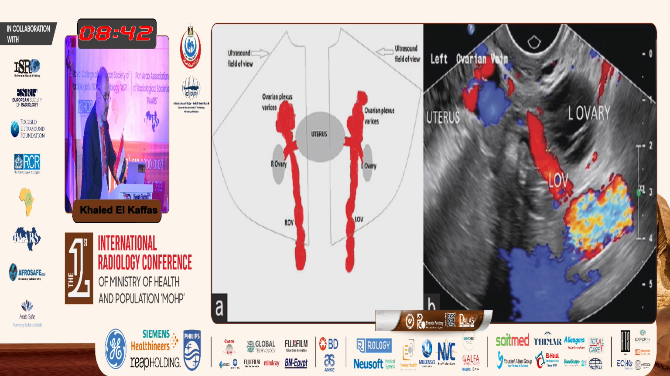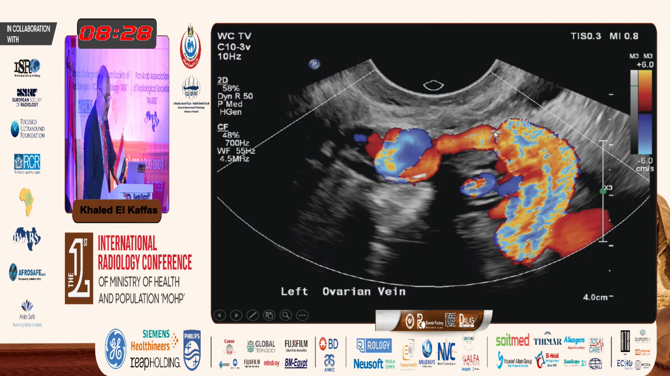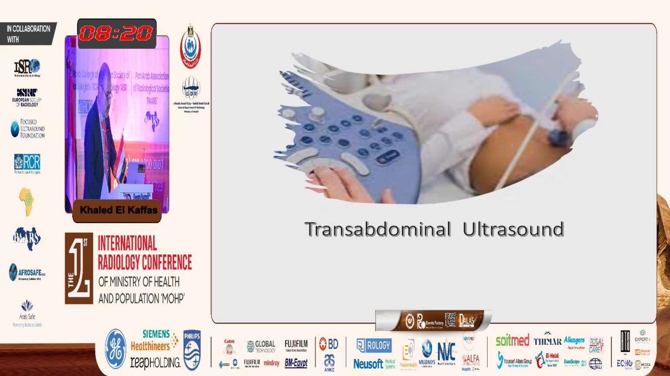So when we change our probe to the lateral fornix, either right or left fornix of the vagina, we can examine the ovarian vein, the para-ovarian plexus of veins, and the ovary. We can see here clearly the ovarian vein and the para-ovarian plexus veins. We can see here in this image huge dilatation of the ovarian vein with significant reflux.